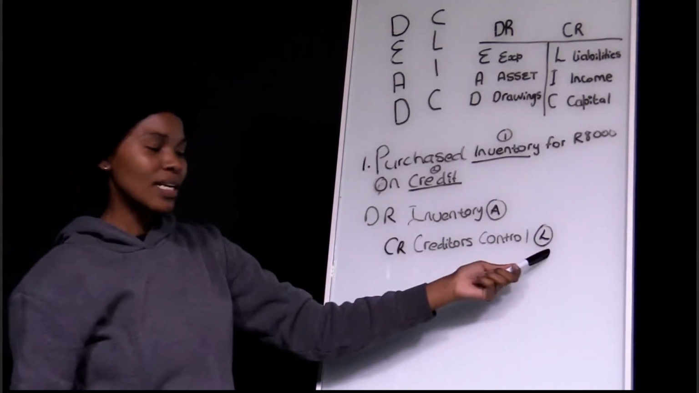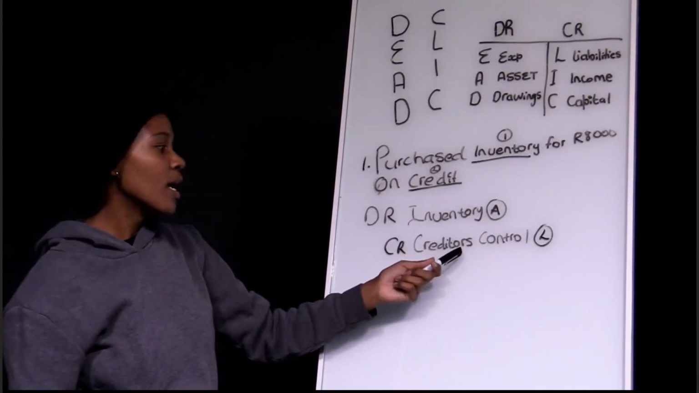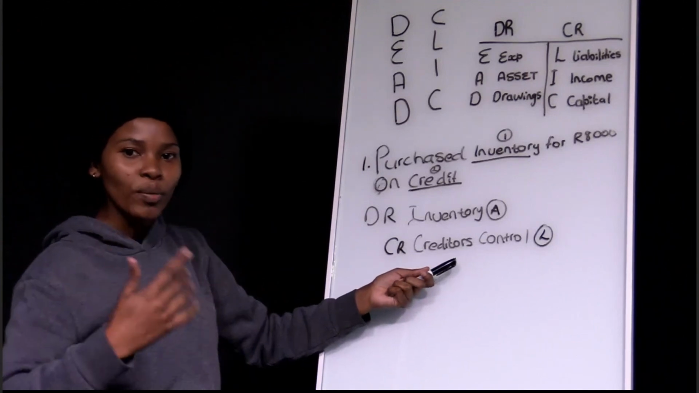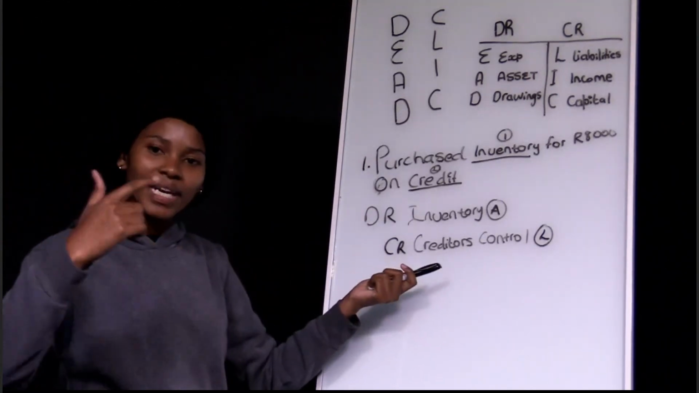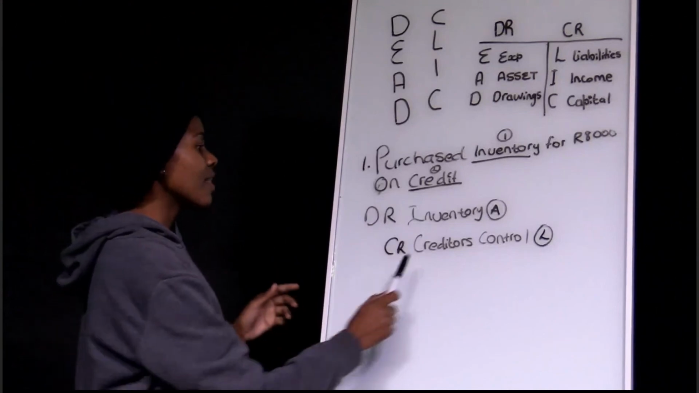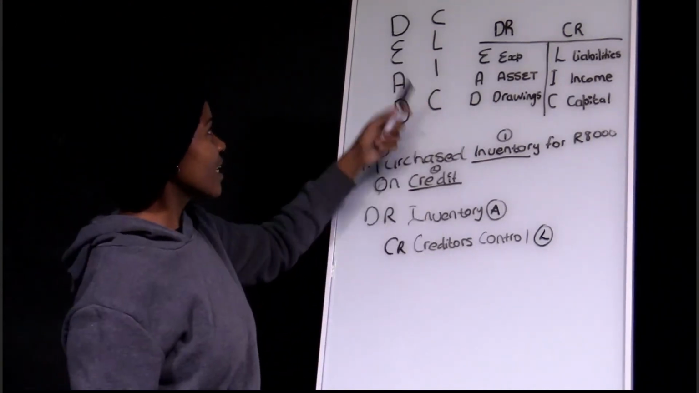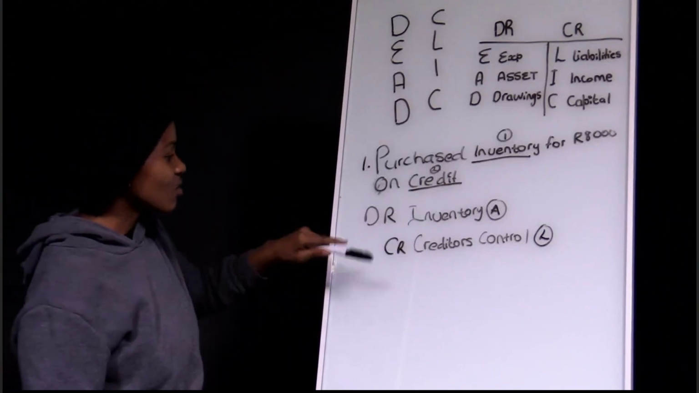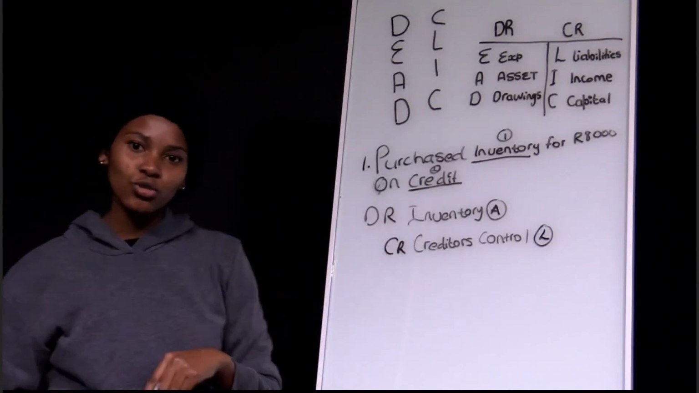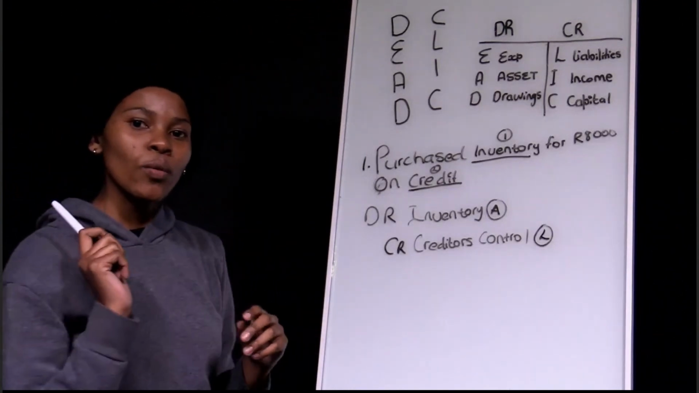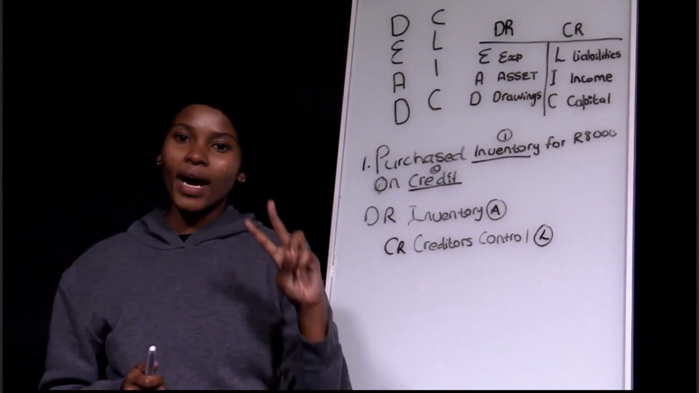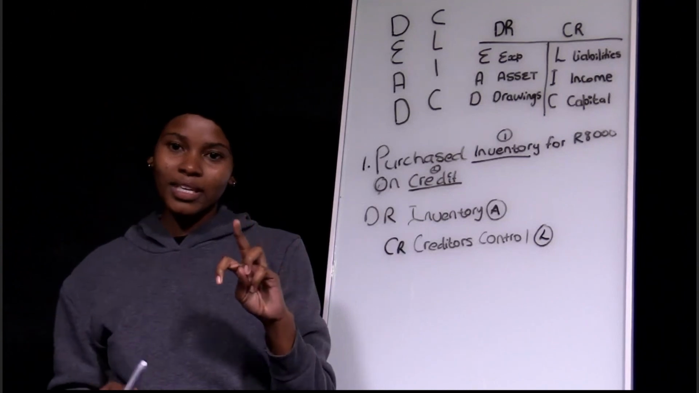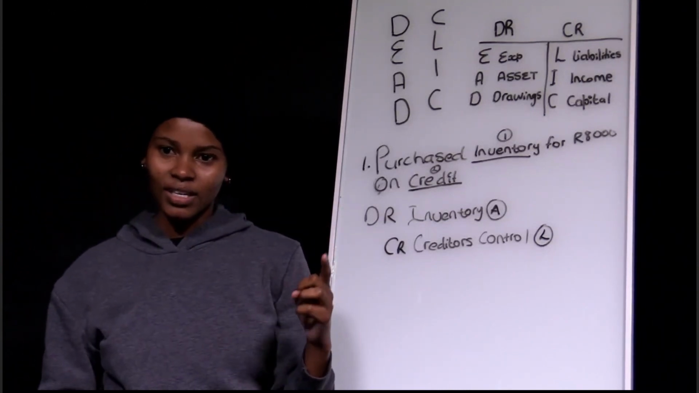Creditors control is a liability because these are people that you owe. It means now you owe people, your liabilities are increasing basically. And then CLIC is telling you that your liability increases on the credit side, right? So that's why we credited creditors control. And remember, when you read a transaction, you always get two accounts. One account must be debited, another account must be credited.